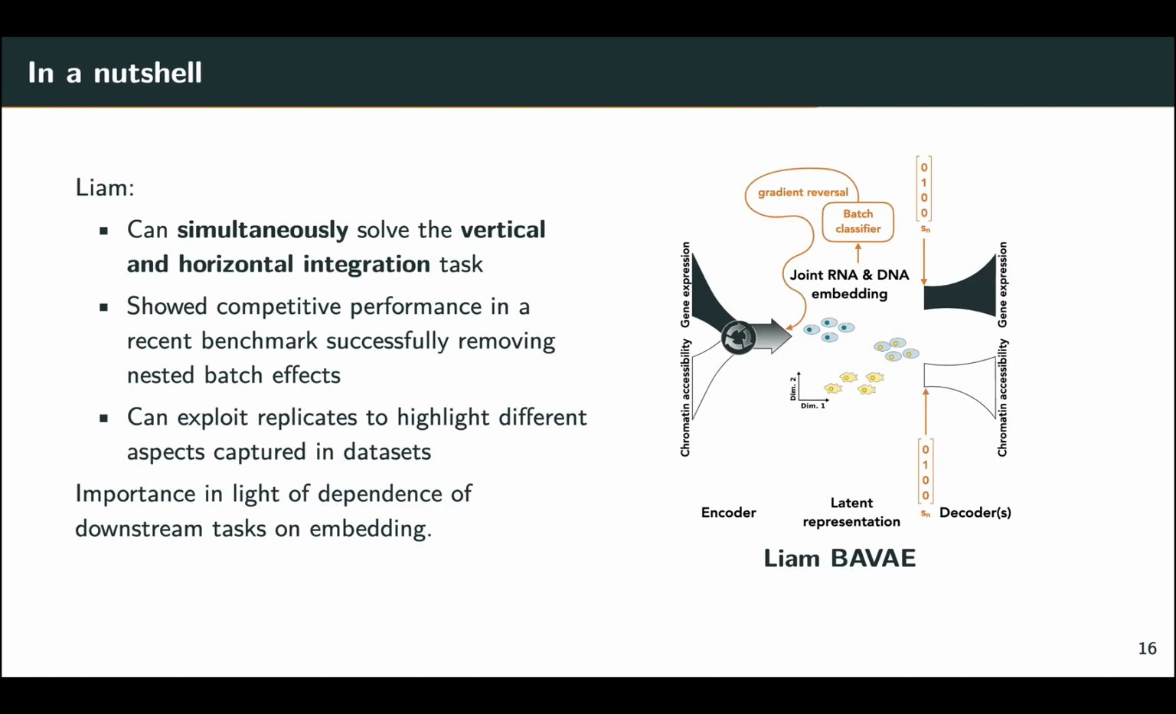And with this, I'd like to summarize that Liam can simultaneously solve the vertical and horizontal data integration task. It showed very competitive performance in a recent benchmark while successfully removing the nested batch effects. And its flexible framework can exploit replicates to highlight different aspects captured in datasets. And this is of particular importance in light of the dependence of downstream tasks on the embedding.